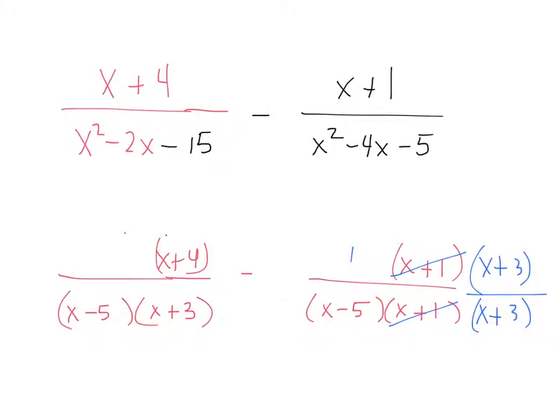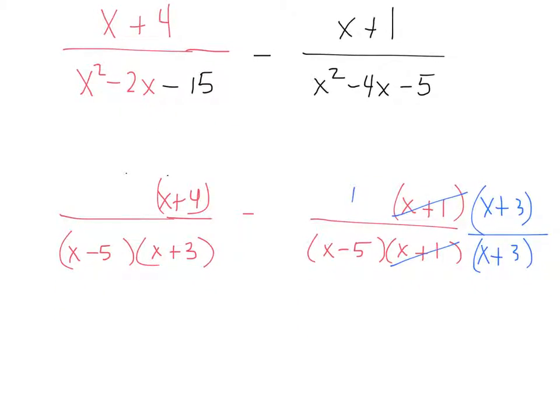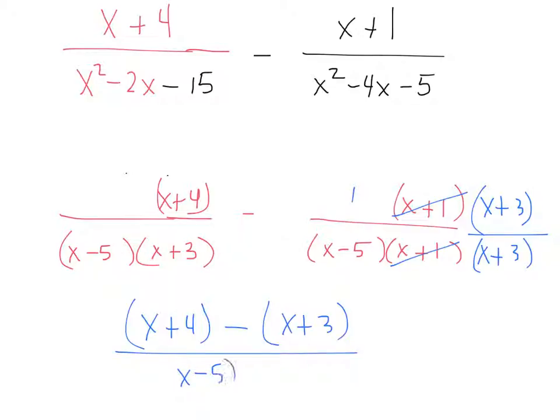So that'll give us an expression down below. In the numerator, we have x plus 4 minus x plus 3, all over x minus 5, x plus 3. What should I do with the numerator? What does the numerator become? X minus x, what happens there? X minus x is 0, cancels. 4 minus 3 gives me simply 1.